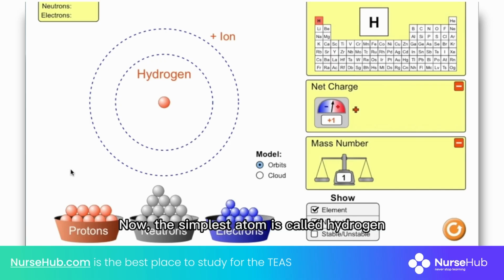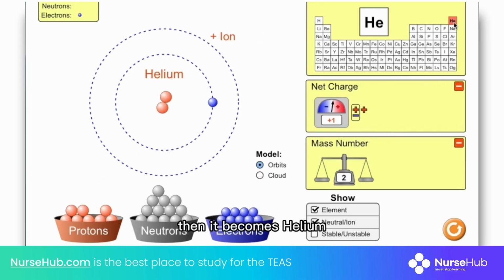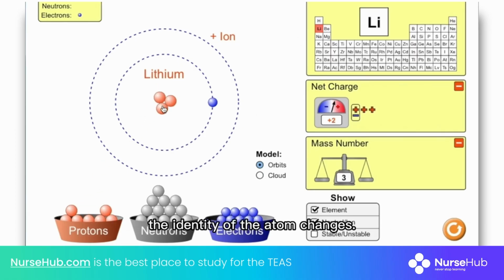Now, the simplest atom is called hydrogen. Okay, so hydrogen will contain one proton and one electron. The hydrogen proton is in the nucleus, and it has one, which means that it's located right here. So that H, that means that the identity of hydrogen is that it has one proton. Now watch, if I add a proton to it, then it becomes helium. And I'll get more into this in a later lesson, but that just shows you that if I add protons, the identity of the atom changes.